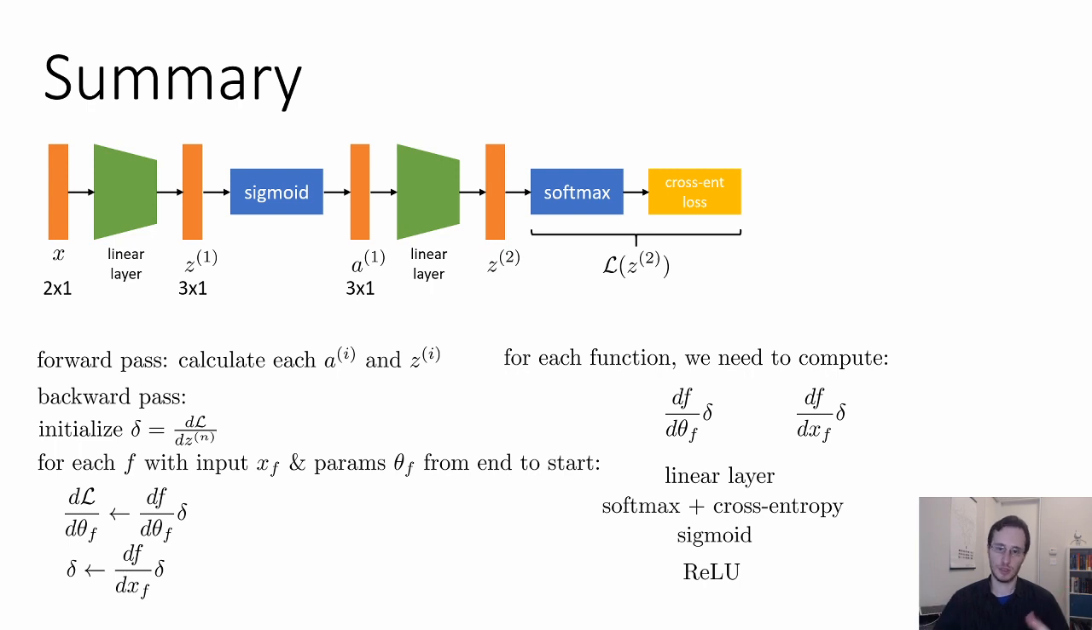All right, so just to summarize, the backpropagation algorithm is an algorithm that starts at the last layer, and for every layer f, with inputs x_f and parameters theta_f, it computes dL/d theta_f by multiplying df/d theta_f by delta, and it computes a new delta, the derivative of L with respect to its inputs, by multiplying df/dx_f by delta. That means that for every function, you need to compute these two Jacobians, or at least the product of those Jacobians with delta. I went through it for linear layers, sigmoids, and ReLUs. The softmax plus cross entropy you can work out at home. It's decently straightforward, just a little tedious with a bunch of standard calculus rules.